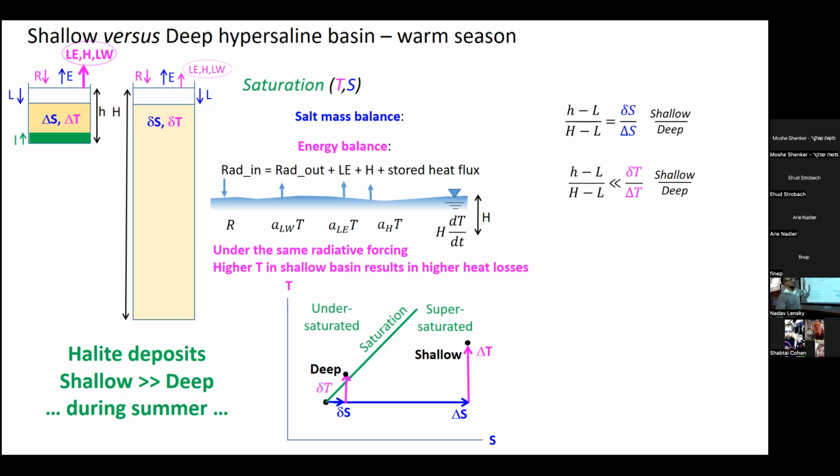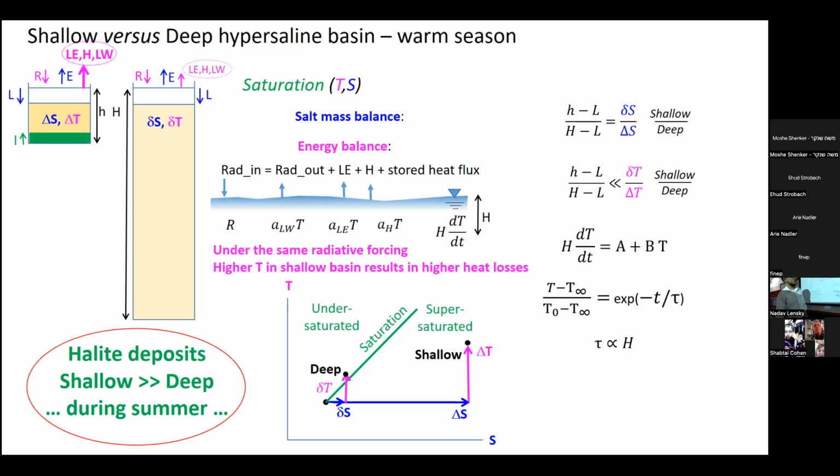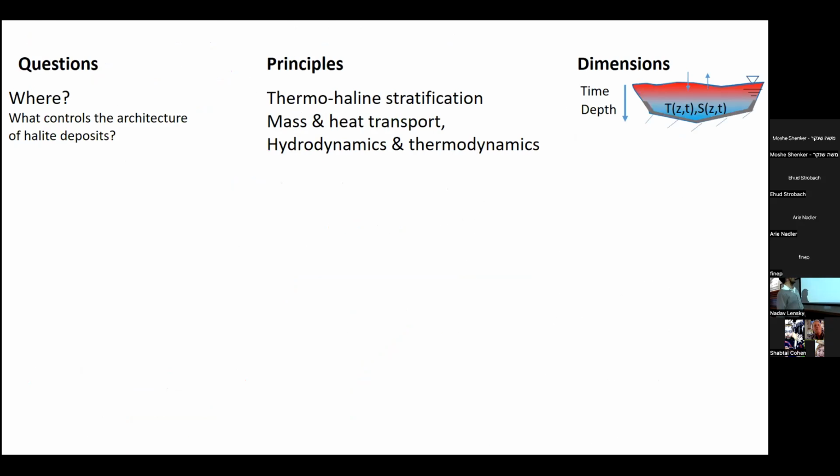Okay, I hope I convinced you that now they do not behave the same, and this is why we have in the summer undersaturation in the deep lake and supersaturation in the shallow lake. We can develop that, but I think I'm a bit short on time, so we'll go to the next question.